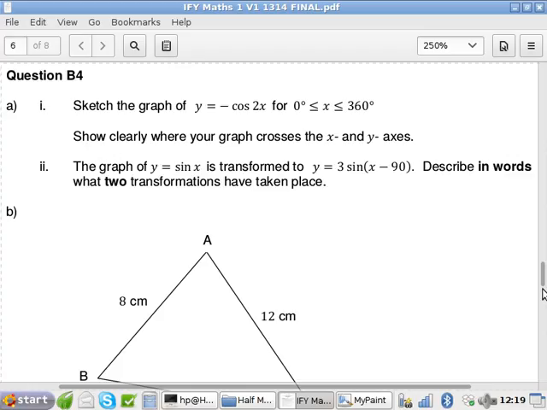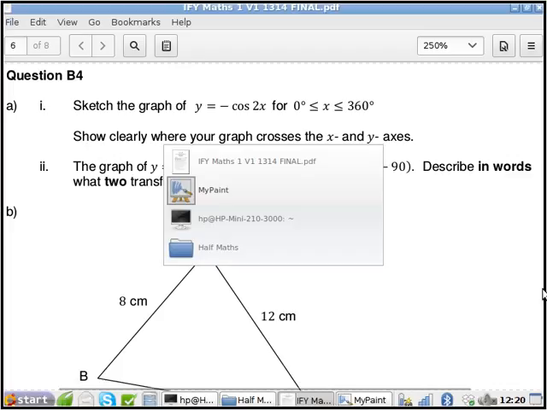Now if you read the question, look, it says it wants to see where it crosses the x and y axes clearly on your graph. Do you have that on your graph? Where it crosses all the x and the y places? Okay. No good for the exam. Right. Let's have a look.